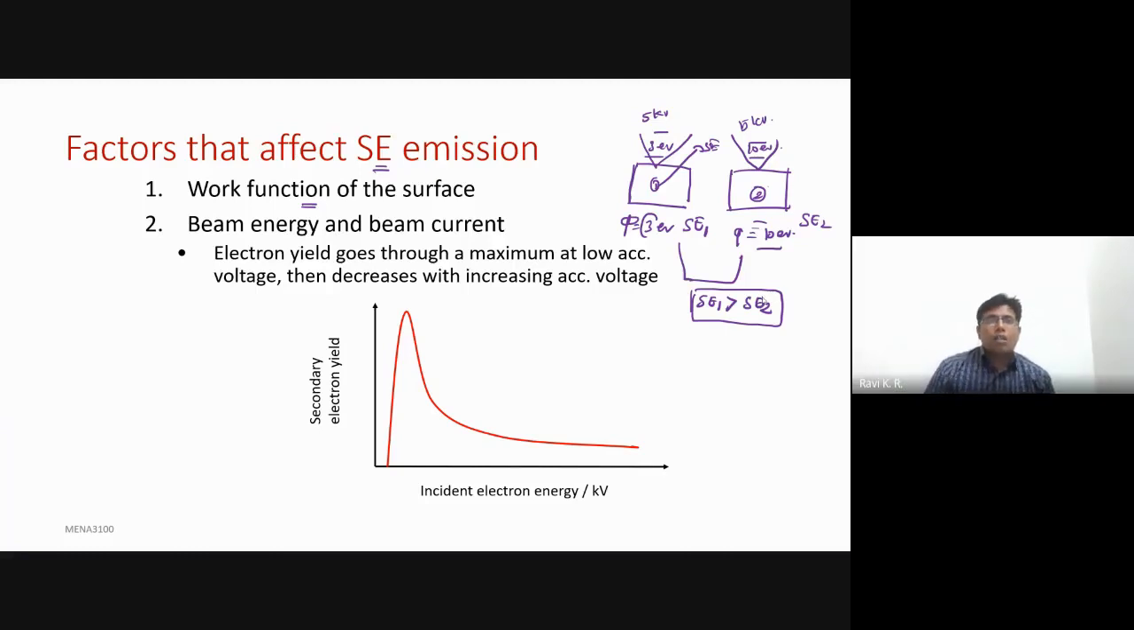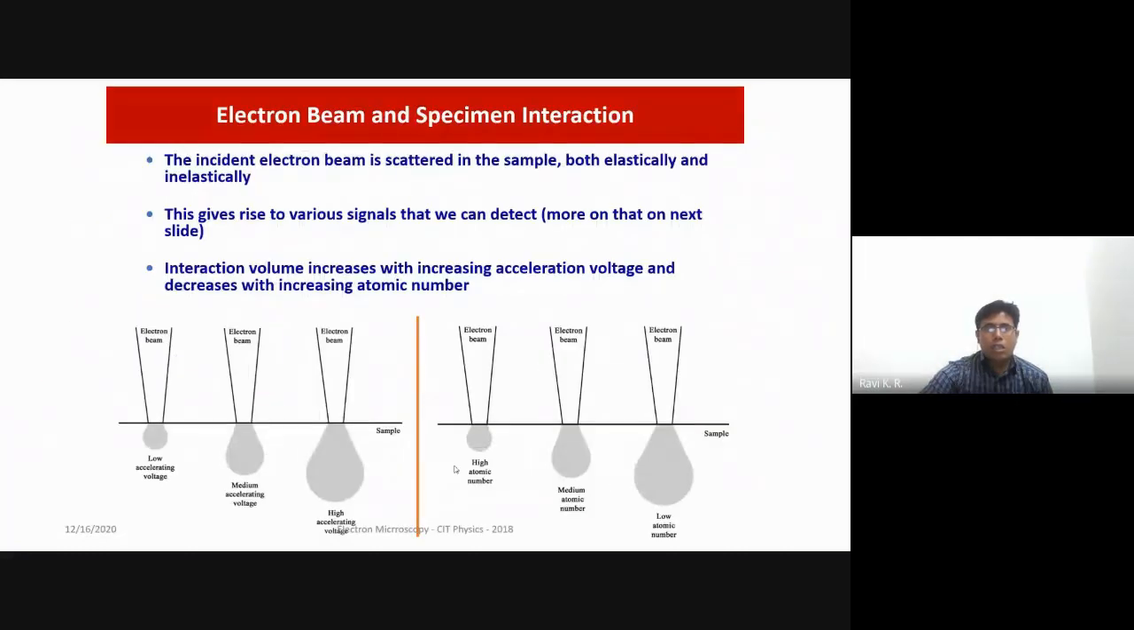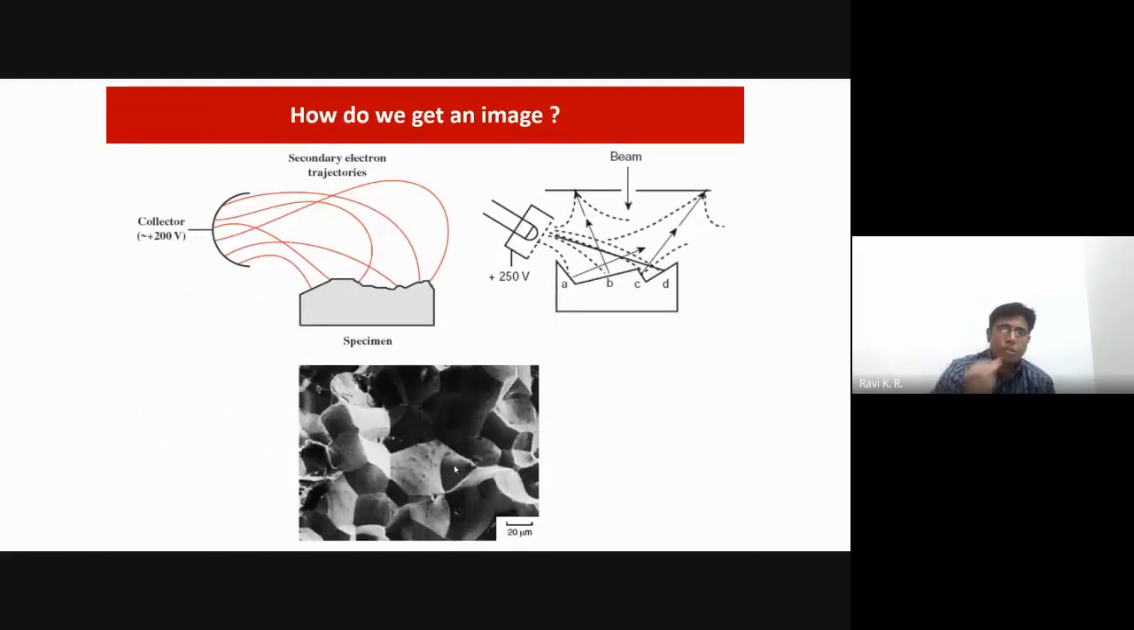Okay. So another thing is that, as we already discussed, electron yield goes through a maximum at low accelerating voltage, then decreases with increasing accelerating voltage. We already discussed why it increases up to a particular range and why it decreases. So these are the two things which actually affect the secondary emission level. This part we already discussed.